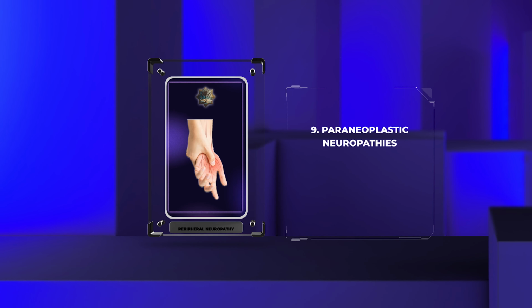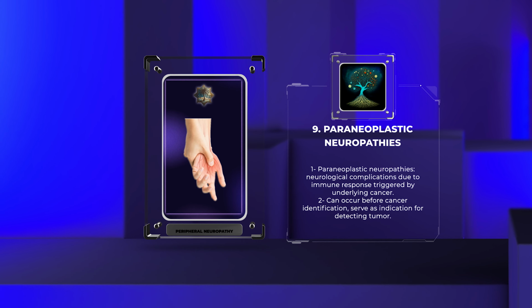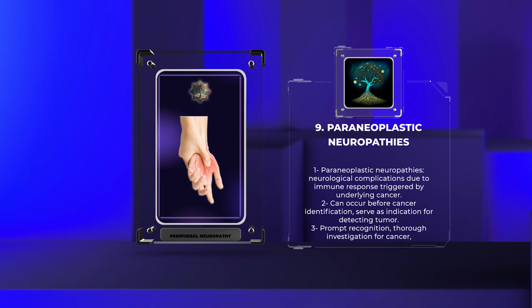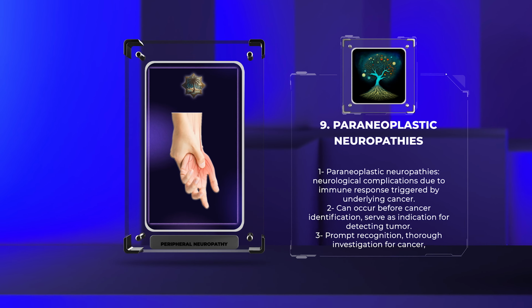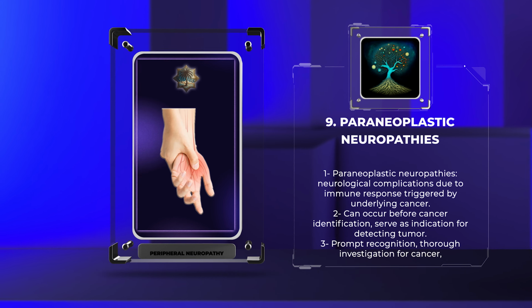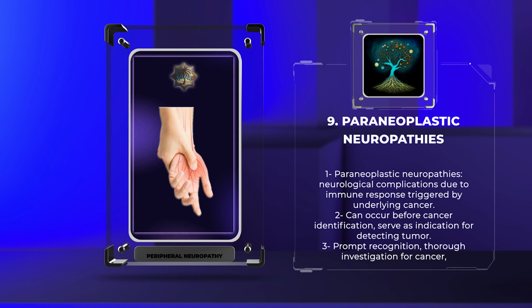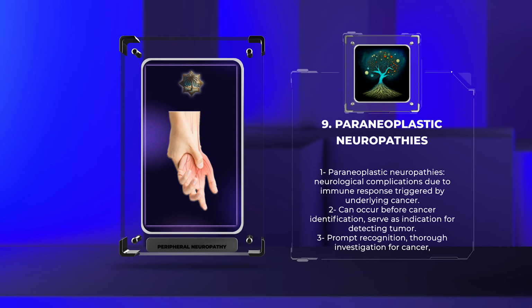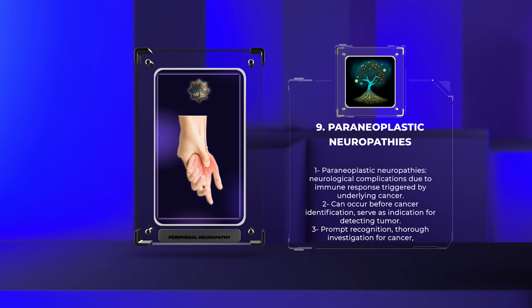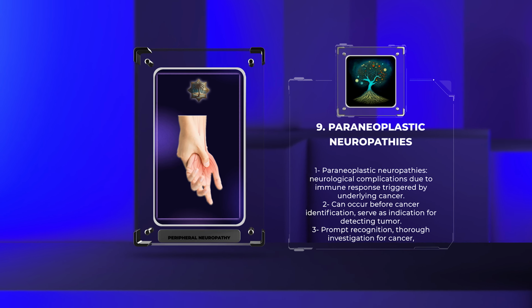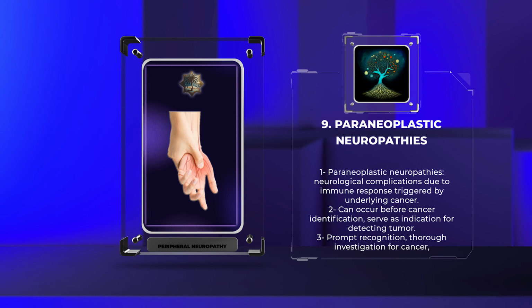Paraneoplastic neuropathies are uncommon neurological complications that arise due to an immune response triggered by an underlying cancerous growth. These neuropathies can occur before the identification of the cancer itself and can serve as a key indication for detecting an underlying tumor. It is crucial to promptly recognize these neuropathies, perform a thorough investigation for cancer, and administer immunotherapy to achieve the best possible outcomes in such cases.